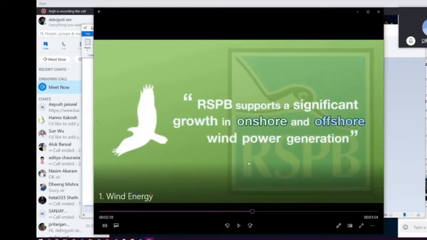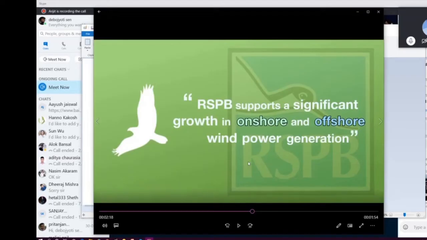Now, you can see there are two questions, what is onshore and what is offshore. There are two types of wind plant or wind turbines. Onshore is the wind turbine that is basically raised on land. Offshore is a wind turbine which is basically raised on the sea, because on the seashore there is much wind flow. So a wind turbine installed on the sea is called an offshore wind turbine.